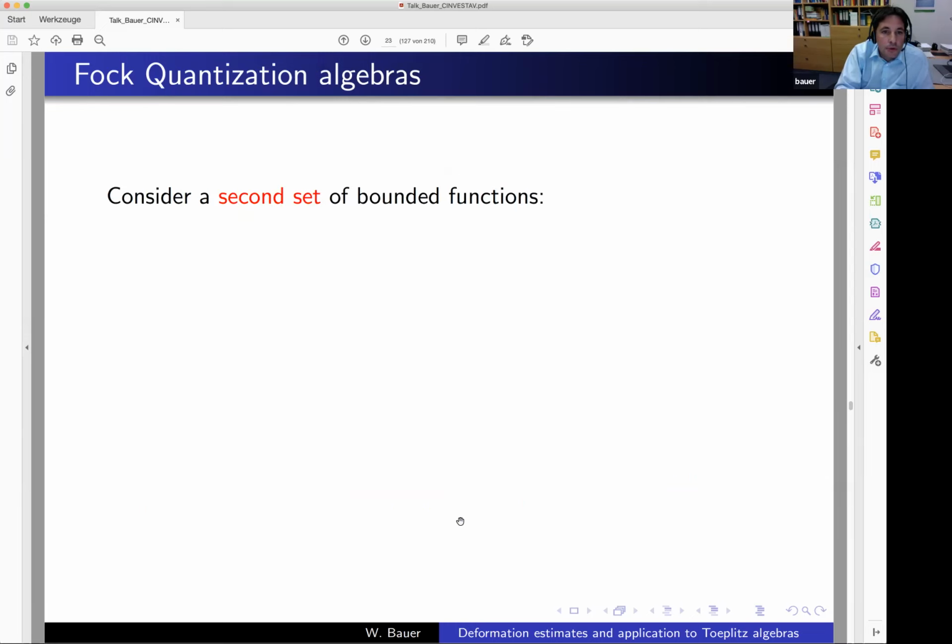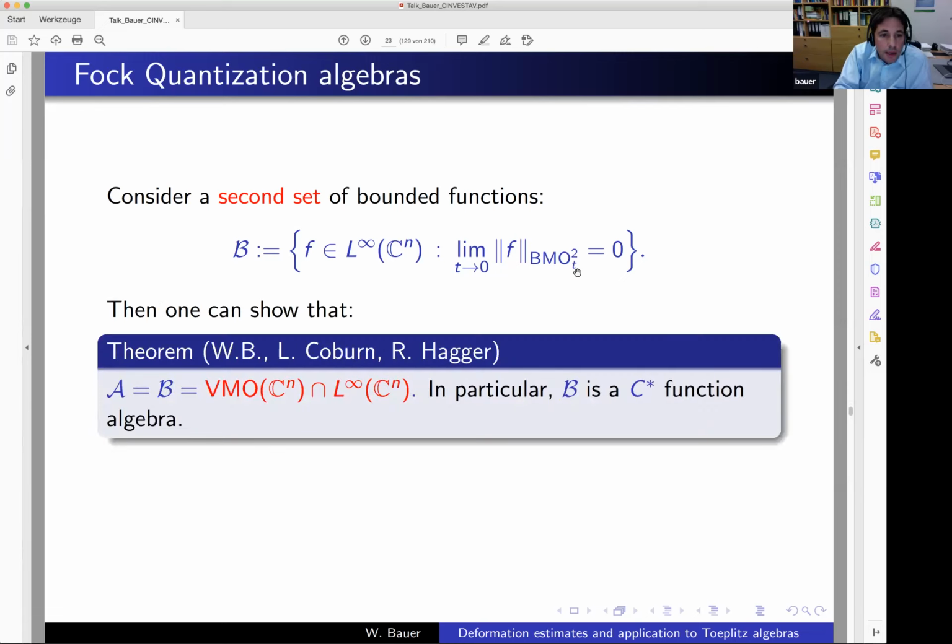And now I want to show you a set of bounded functions, which look a bit familiar. So we may look at L-infinity functions such that this BMO semi-norm tends to 0 if t tends to 0. That was an inequality which appeared before. And now the result is the following. This set B actually also is an algebra. If you try to prove this from this condition, it is not so easy. But what one can see is actually that this set B of functions coincides with A. That's also not so hard.